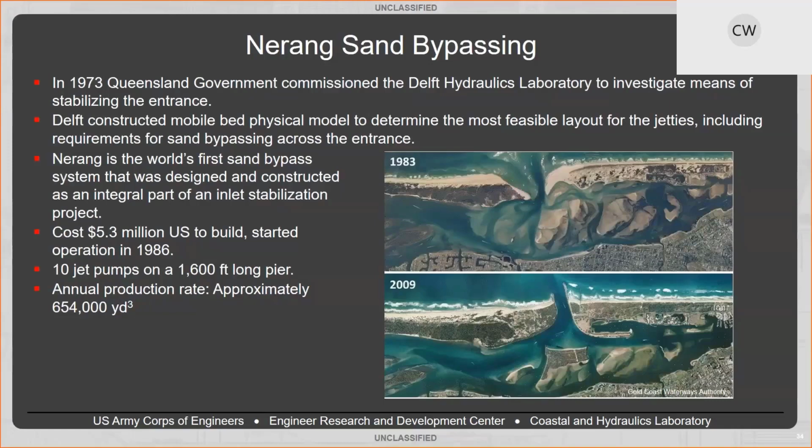So it was constructed and commissioned in 1973, and Delft Hydraulics provided a lot of the technical guidance for the Gold Coast waterway. They did a physical model, which you can find documentation on for the pre-construction conditions. It cost $5.3 million to build, in 1986 US dollars. It has 10 jet pumps currently. It started with 9, I believe, but now it has 10. And currently it's doing 600,000 to 650,000 cubic yards a year. Next slide, please.